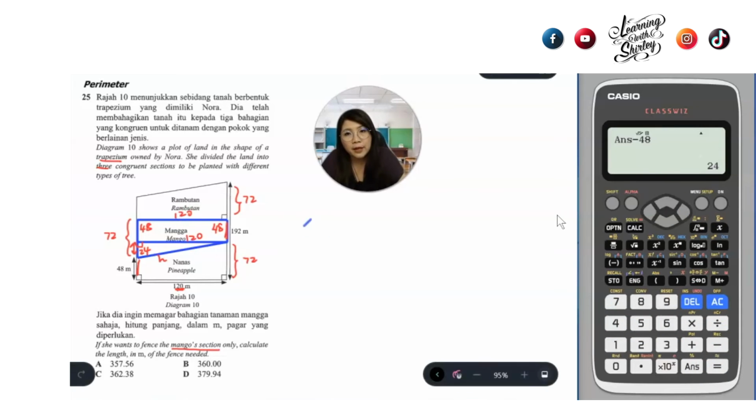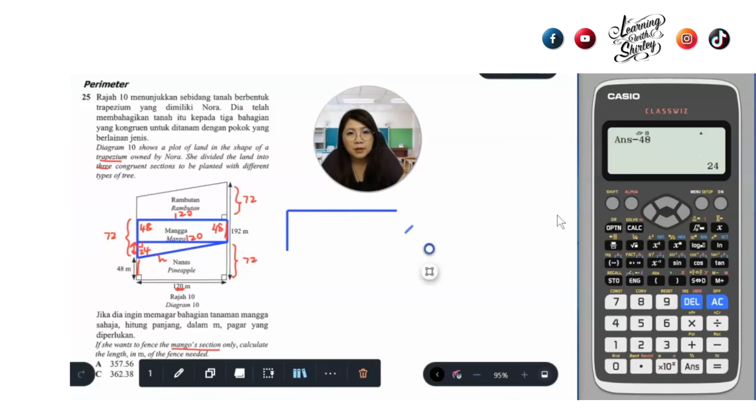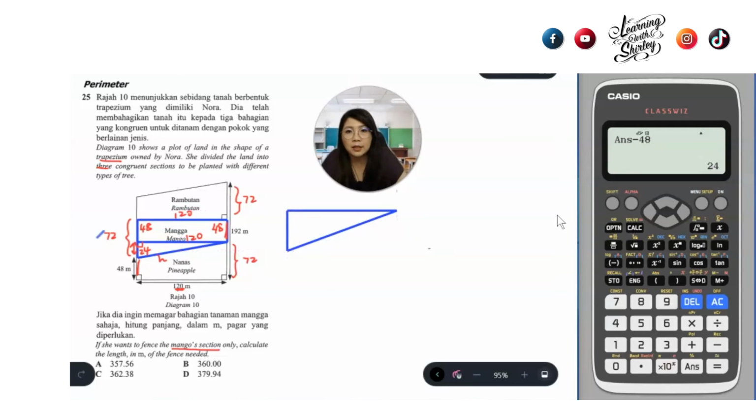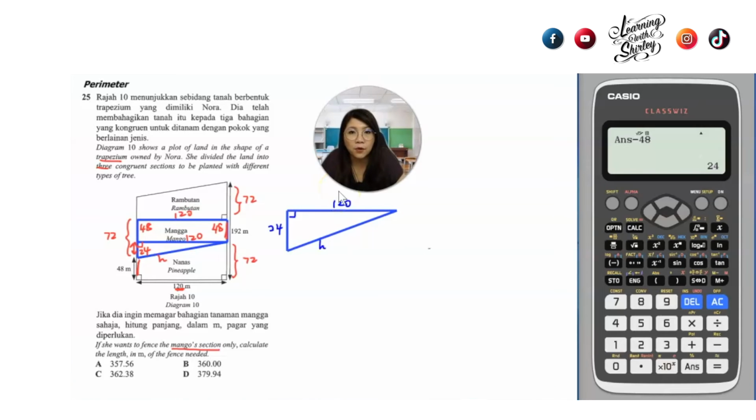So let me draw it out here so you guys can see clearly how the triangle looks. Okay, so this is 90 degrees. So the h is here, right? Here is 120 and this is 24. So to find h, I'm going to use Pythagoras theorem.